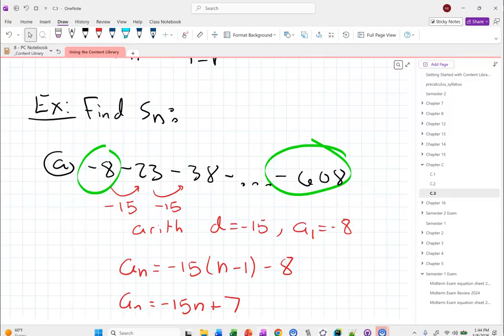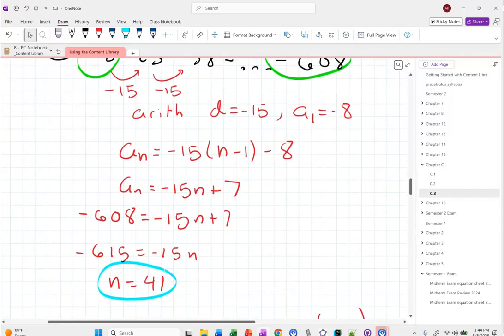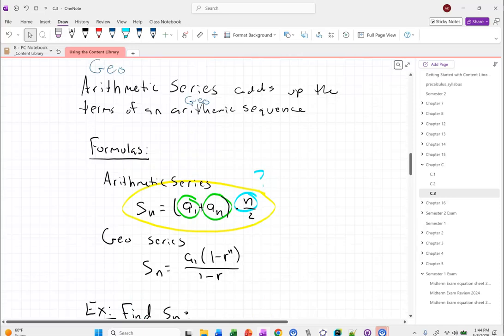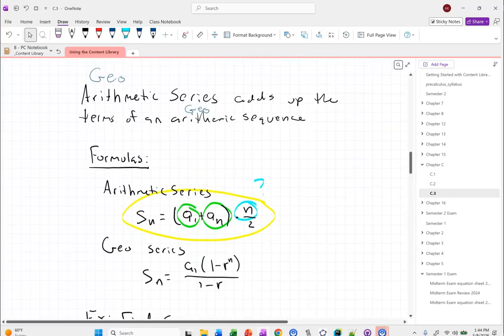I didn't get that. Could you try again? It means you have to get the explicit formula, plug in the last term, and solve for n to get that final term number. Why did you do the 41 over 2? So the formula has times n over 2. Oh, okay.